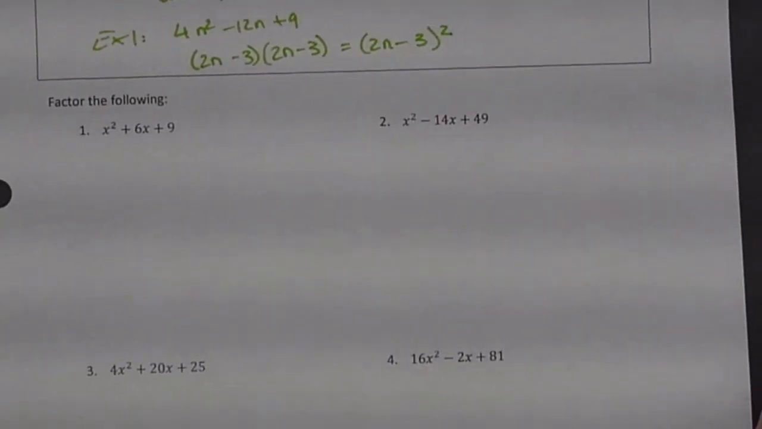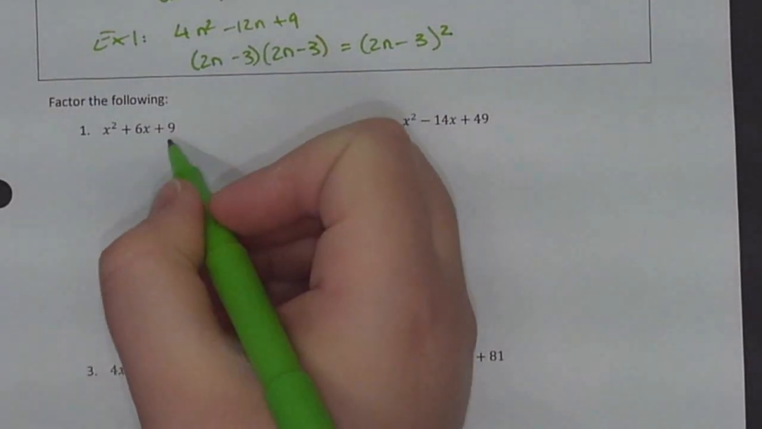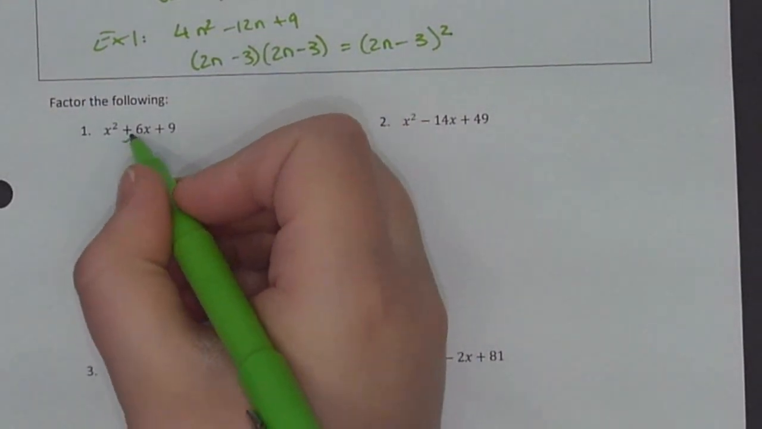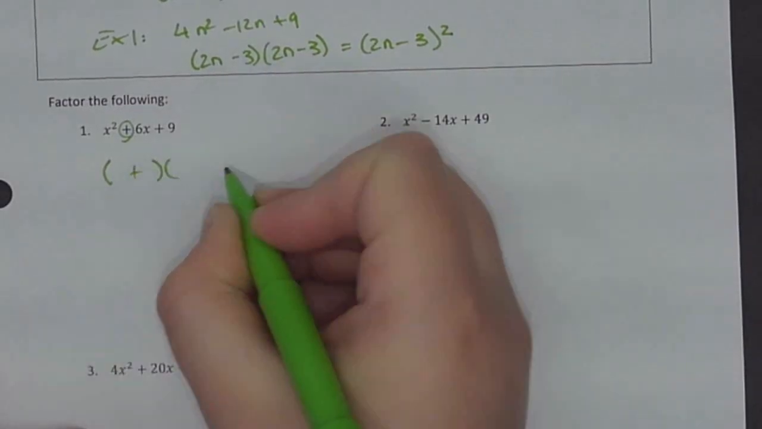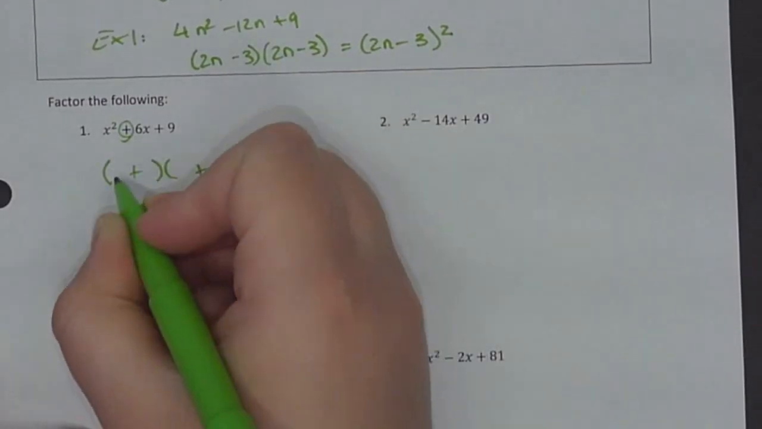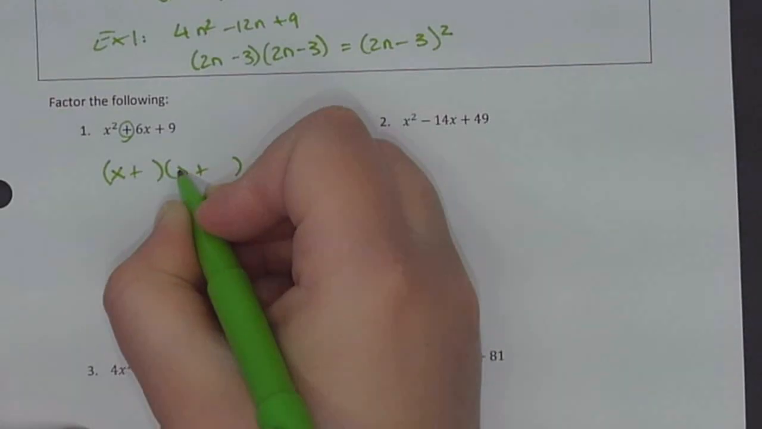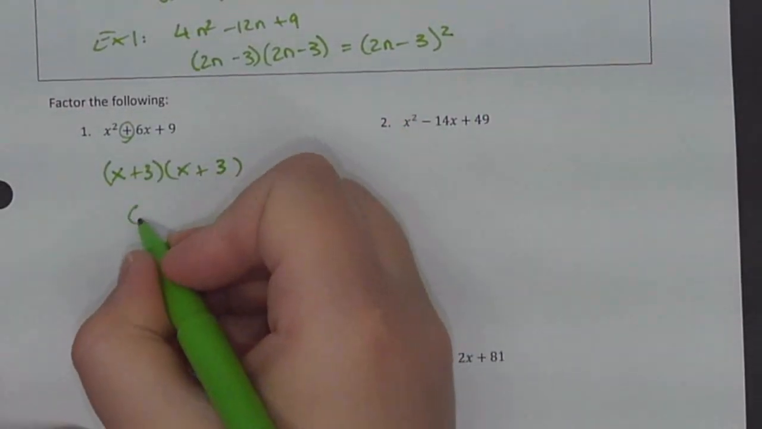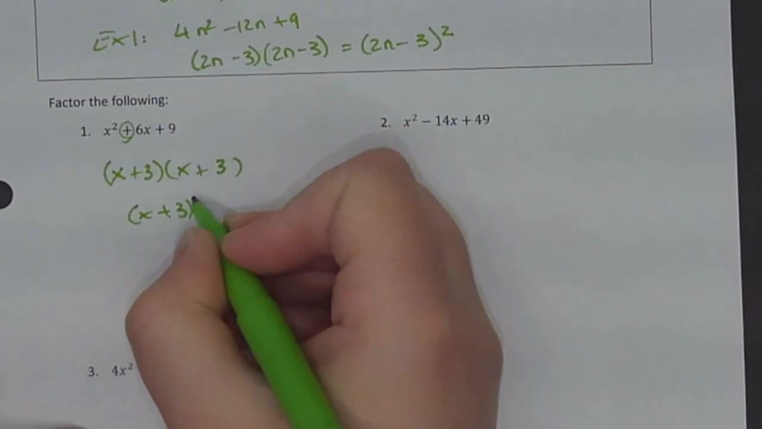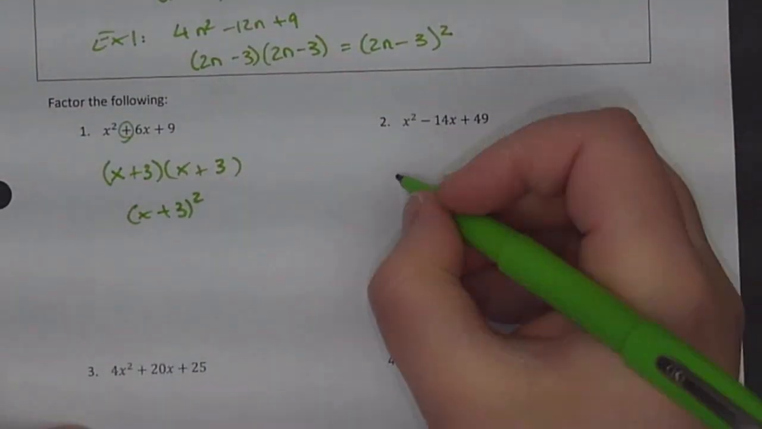Alright, so let's look at some of these. X squared and 9, we can both take the square root of. There is a plus right here, so that means both of my parentheses are going to have a plus in the middle. The square root of x squared is x. Square root of 9 is 3. Both of these are the same, so we'll write it as x plus 3 squared.